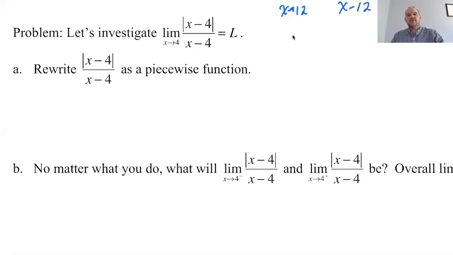All right, I'm back. We are on page 255, and we are going to keep going. So we want to investigate the limit as x approaches 4 of the absolute value of x minus 4 over x minus 4 equals L. Well, maybe it equals L. We don't actually know. Maybe there is no limit. Let's find out. So first question here is to rewrite this thing as a piecewise function.